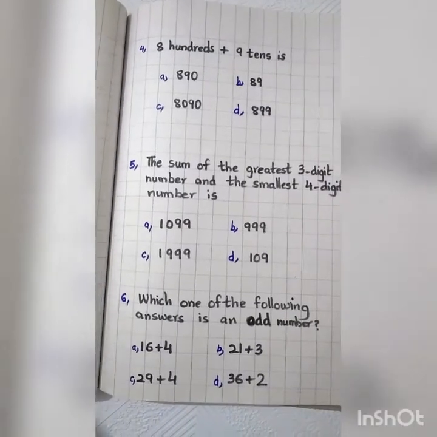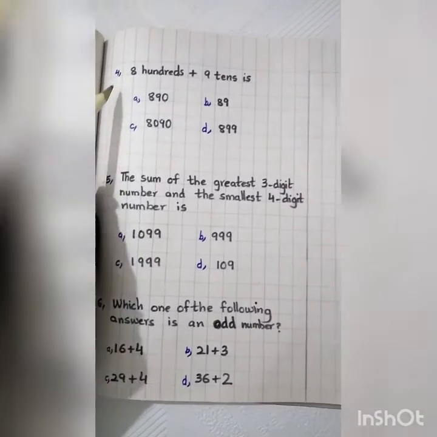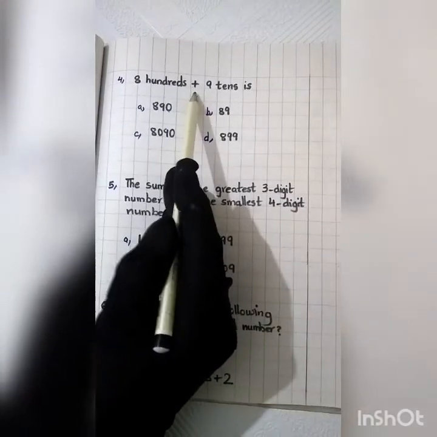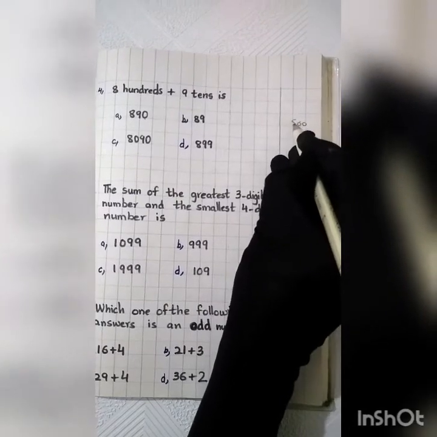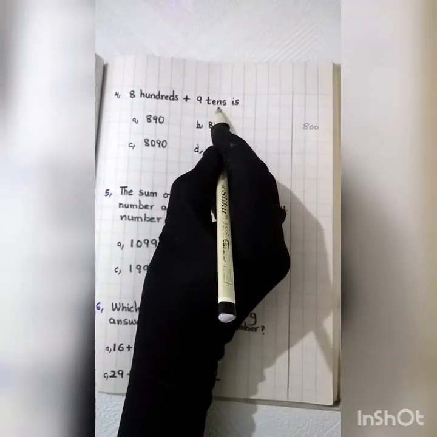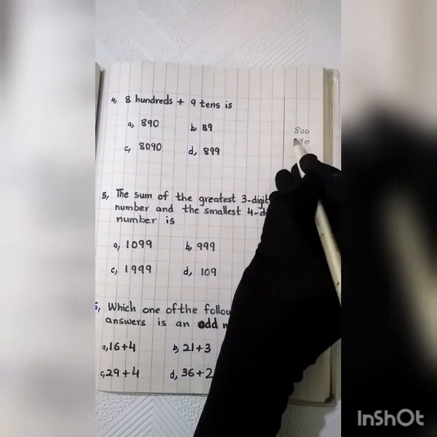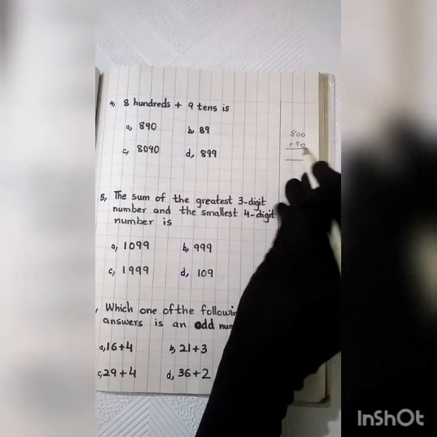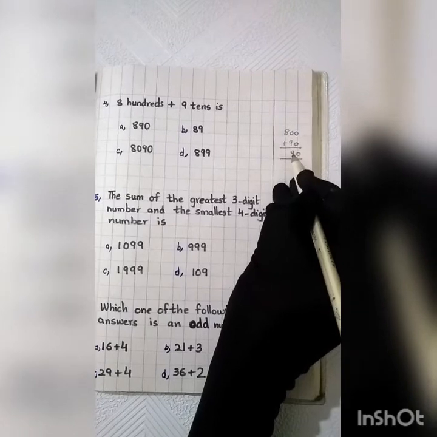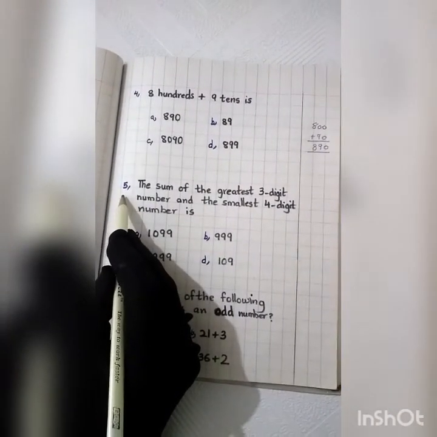Now turn the page and write part 4, 5 and 6. Read the part 4, 800 plus 9 tenths. First we write here 800. 9 tenths means, students, 90. We write here 90. Count the numbers. 0 plus 0 is 0. 0 plus 9 is 9 and 8. Circle the answer, 890.